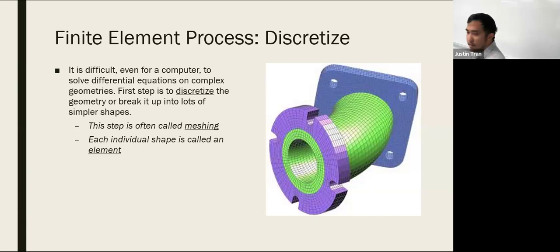We need to do this because ultimately we're going to be solving very complicated partial differential equations. That's very difficult to do, even for a computer, on an arbitrary complicated geometry. So the first step is to take your complicated geometry and break it up into simpler shapes. We may not be able to solve the structural equations on a flange like this, but we can do it for a box. If we can do it for one box, then we can do it for two boxes. If we can do it for two, then we can do it for four, and eventually up to hundreds. That's the idea with meshing.